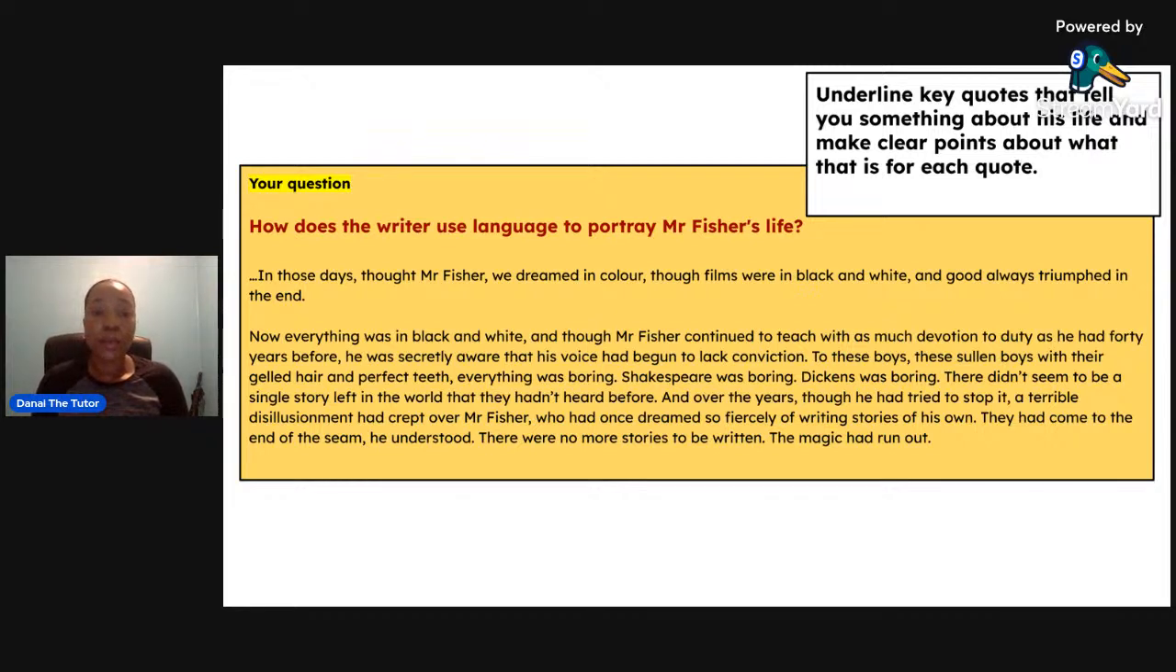So, in those days, thought Mr. Fisher, we dreamed in color. Though films were in black and white and good always triumphed in the end. Now everything was in black and white, and though Mr. Fisher continued to teach with as much devotion to duty as he had 40 years before, he was secretly aware that his voice had begun to lack conviction. To these boys, these sullen boys with their gelled hair and perfect teeth, everything was boring. Shakespeare was boring. Dickens was boring. There didn't seem to be a single story left in the world that they hadn't heard before.